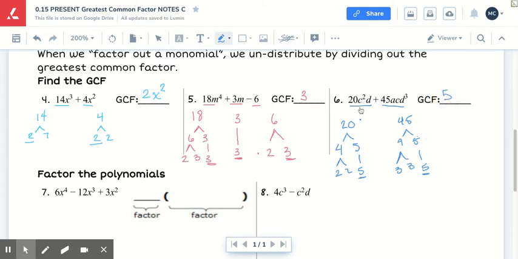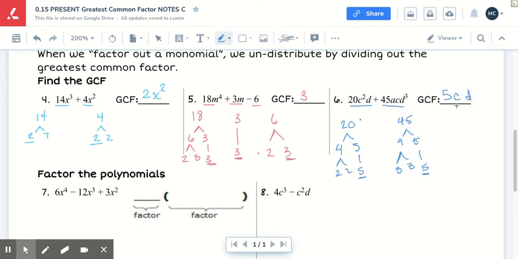Now I'm going to go back and look at the variables. So in the first term, I've got a c squared and a d. In the second term, I've got an a c, and a d cubed. So between the two terms, they do not have any a's in common because the first term has no a's, but both of the terms do have c's and d's. So I'm going to have c and d as part of my greatest common factor.